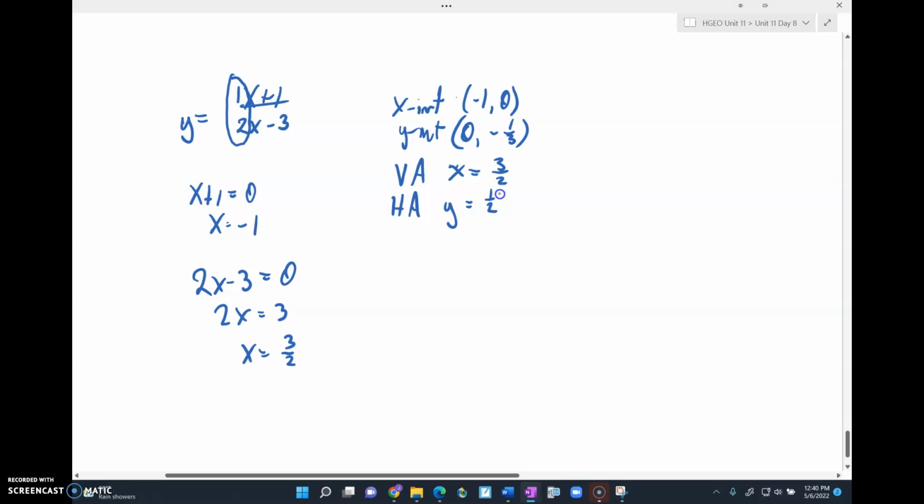There's also a tutorial on my channel on how to deal with this kind of situation with the horizontal asymptote not just being y equals 0.